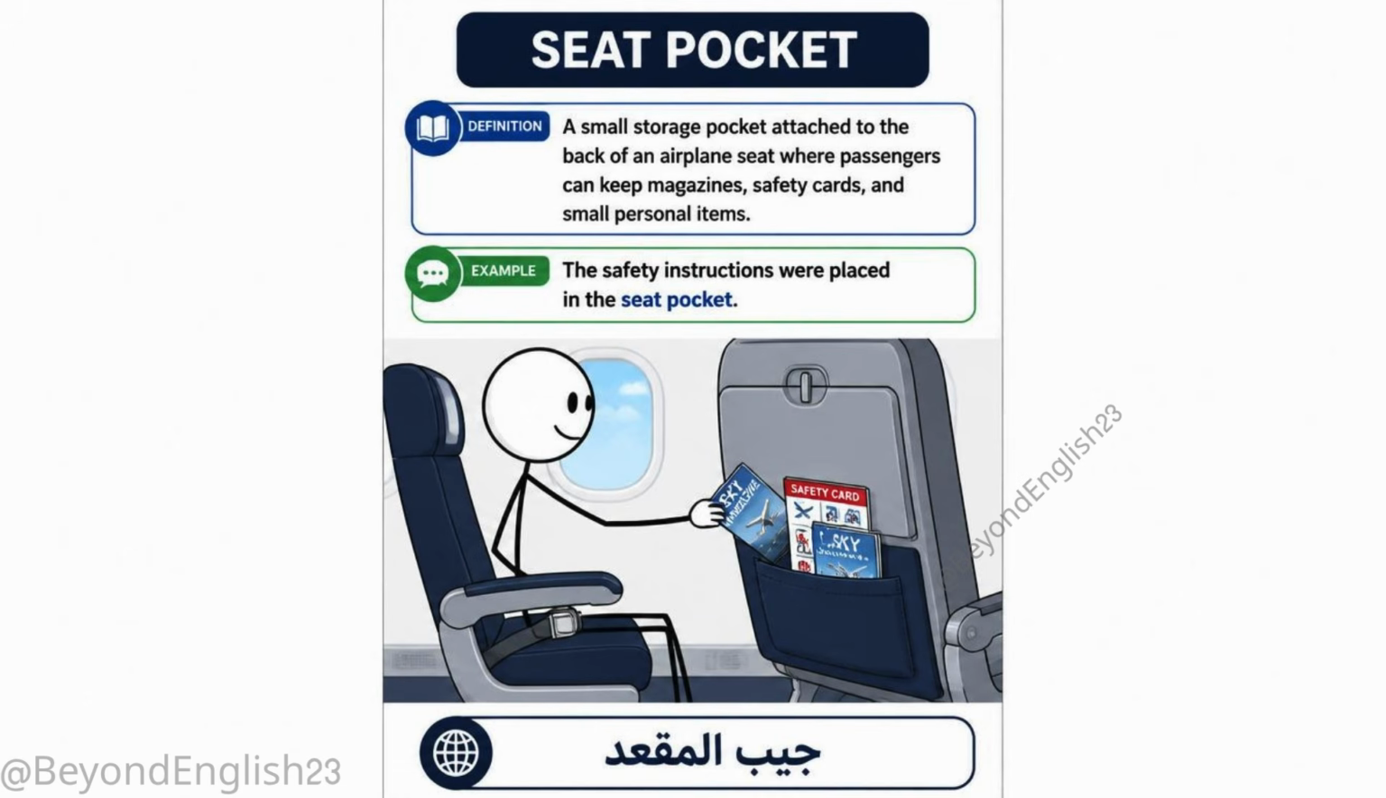7. Seat pocket. A seat pocket is a small storage pocket attached to the back of the seat in front of you. It usually contains safety information, magazines, and sometimes air sickness bags. Example: I found the safety card in the seat pocket.